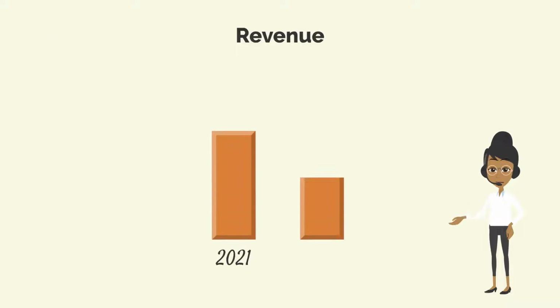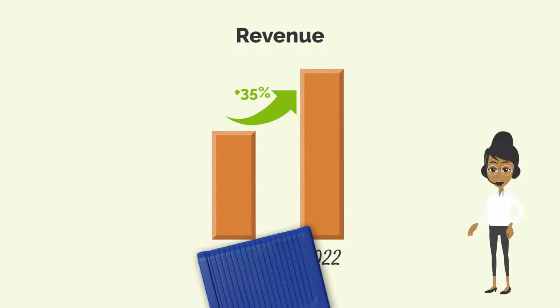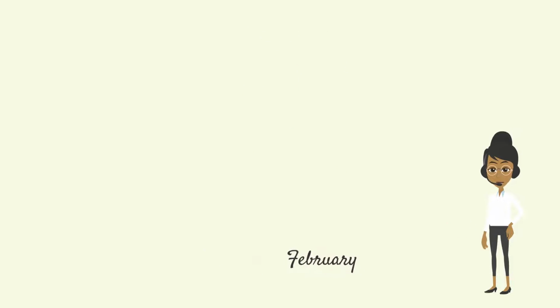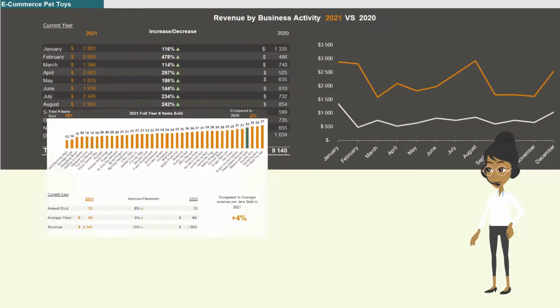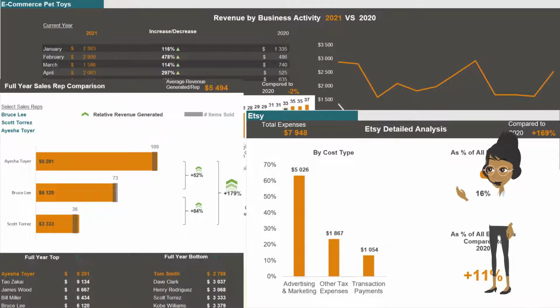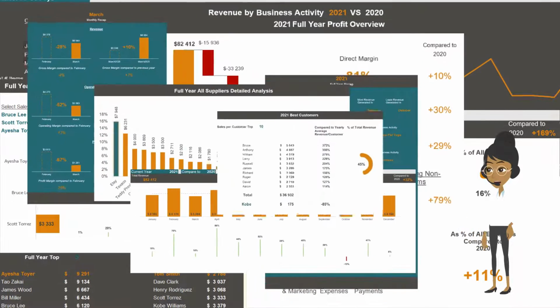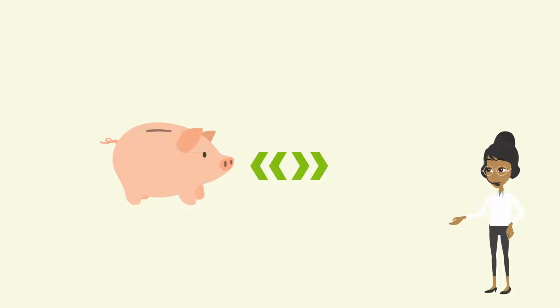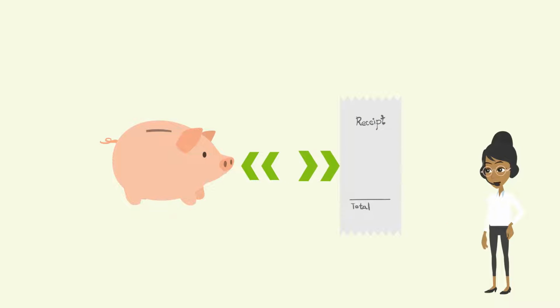Number one, you'll be able to compare data over different time periods. This is crucial because you'll want to know if you're improving over time. Number two, you'll be able to zoom in on business activities, individual products, suppliers, sales team members, platforms, and so much more.